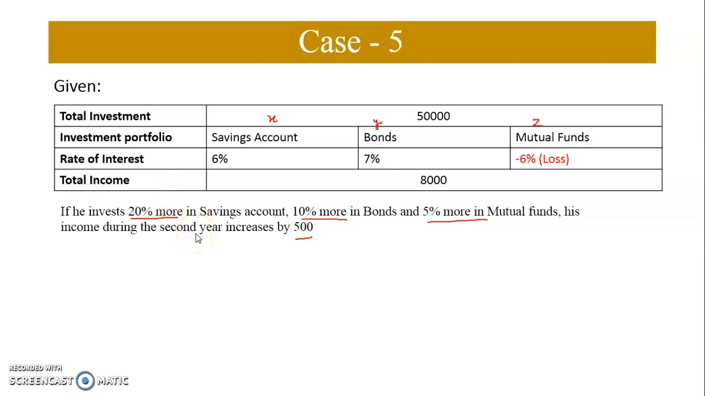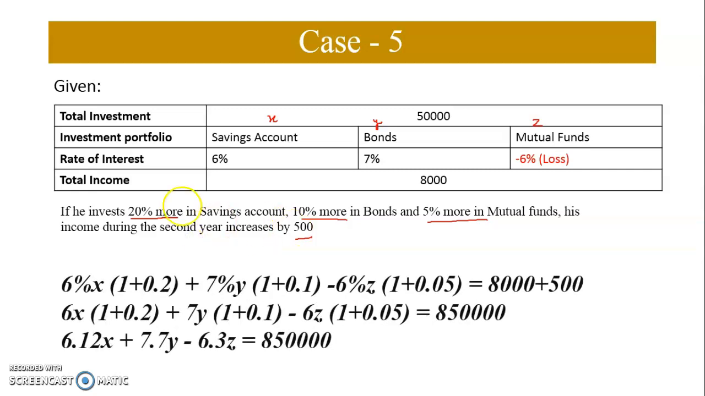Okay. So initial investment in savings account, say 1. So we are increasing it by 20%. So now the new investment will be 1.2. You see the equation. This is the equation. That is 6% into X. So this is the total income. 1 plus 20%. So this is 1.2, plus 7% Y and 10% more means 1 plus 0.1, that is 10%. Then 5% more in mutual funds, so minus 6% since this is a loss, Z into 1 plus 0.05, and your income increases by 500.